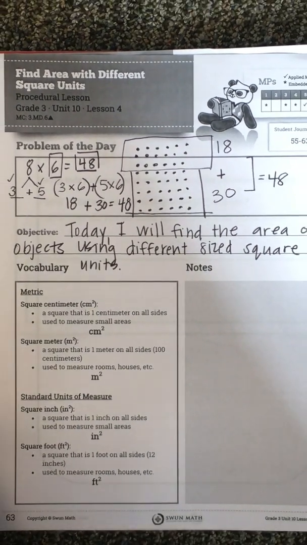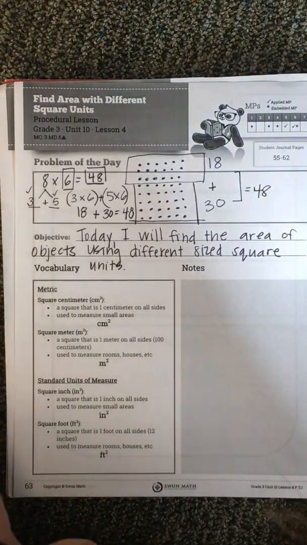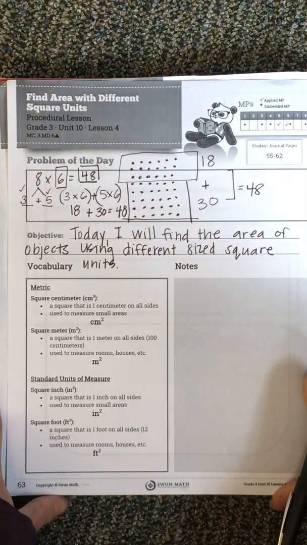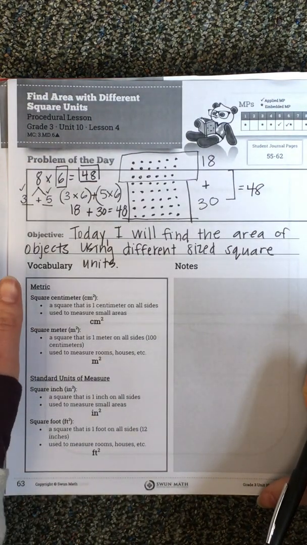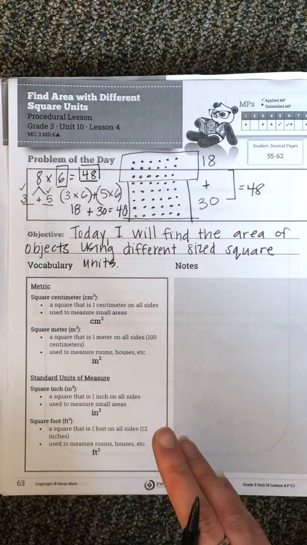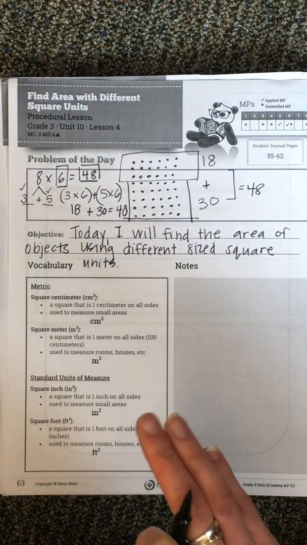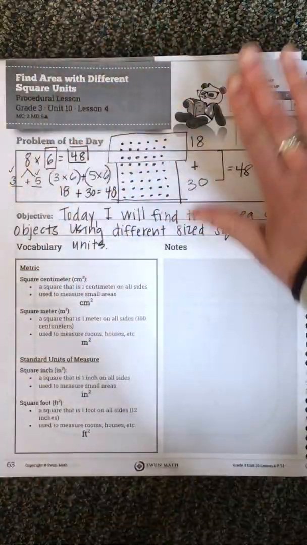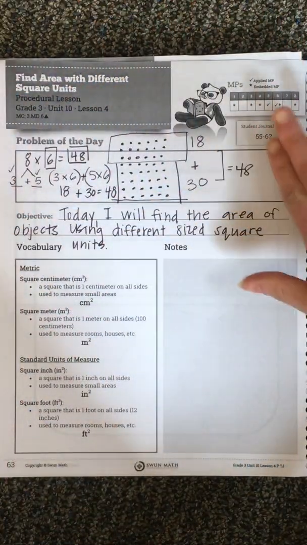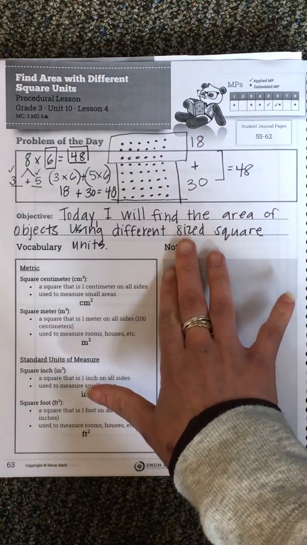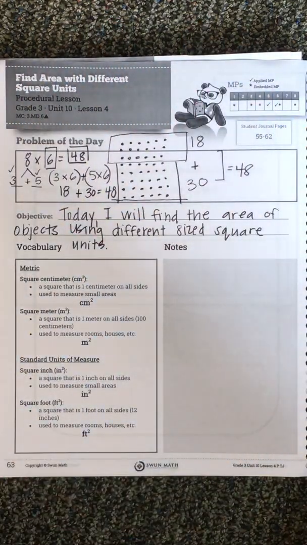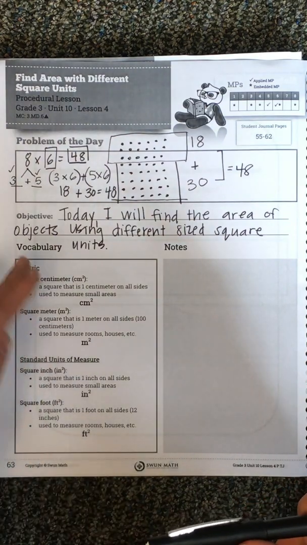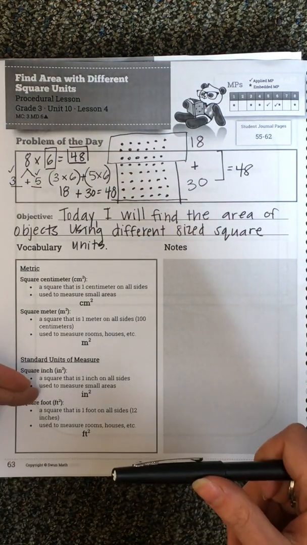Our objective today is, today I will find the area of objects using different size square units. So remember that the area is the surface, right? And how much space the surface takes up. So if we wanted to find the area of this whole book, I would have to find the square units in order to find the area of the entire surface of this book. Okay, so we can measure in different ways to find the area.